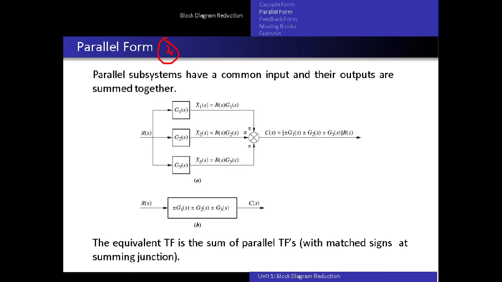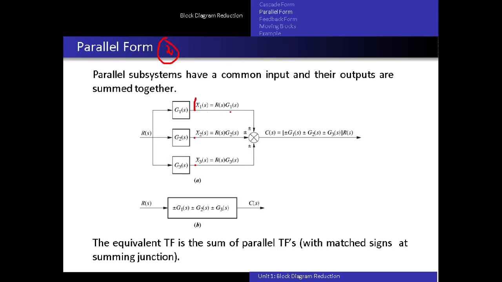So it means in the first case all blocks are connected in series. Here all are connected in parallel. You can see G1, G2 and G3. Now if you want to find the output at this point, and at this point, and at this point, all will be different. At this point it will be the block, that means the transfer function multiplied by the input.